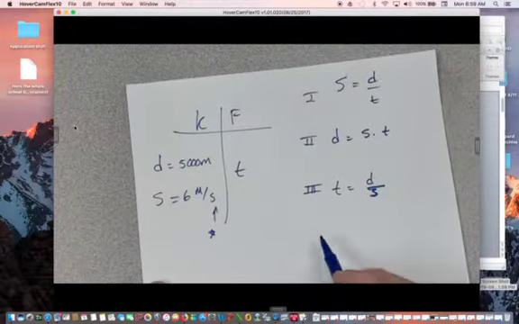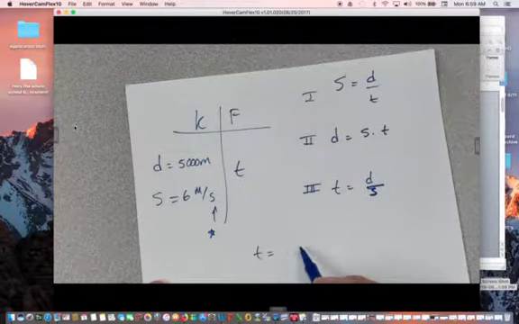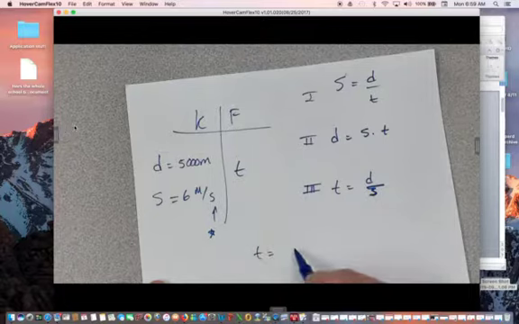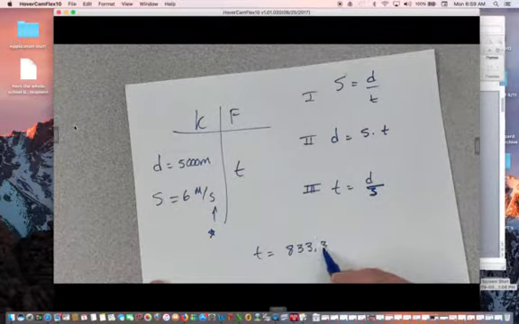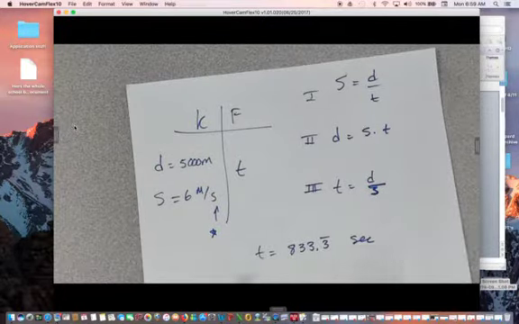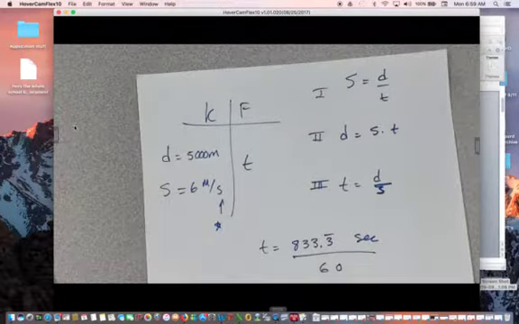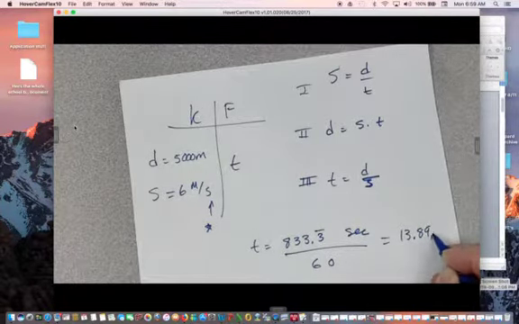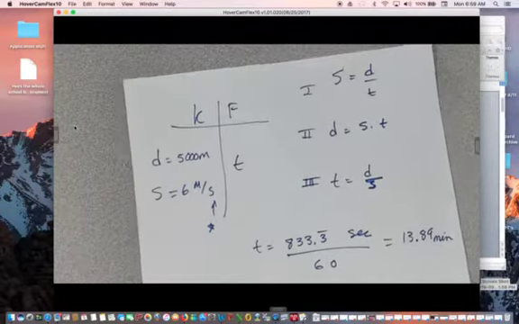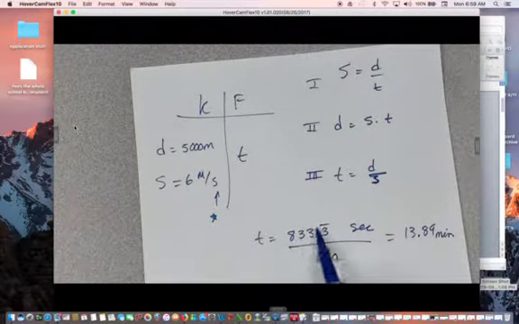Looks like Bart ran for a time that was ridiculous because it's 5 kilometers. That's long. So it took him 833.3 repeating seconds. Or if you want to divide that by 60, he ran for 13.89 minutes. Clearly, there are 60 seconds in a minute. If you divide this by 60, you'll get minutes. Well, there you have it.